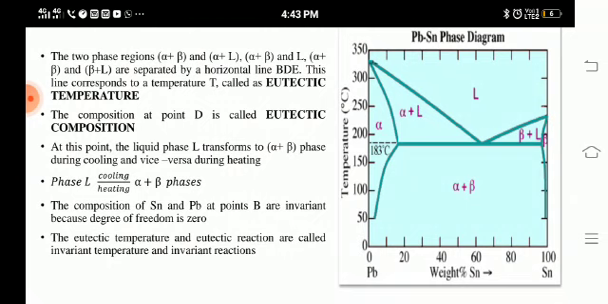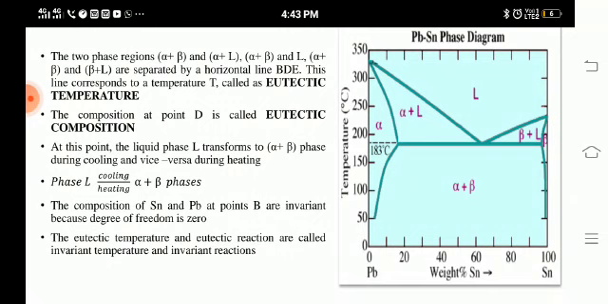At the eutectic composition, at this point, the liquid phase transforms to alpha plus beta phase during cooling and vice versa during heating. While cooling, liquid will become a solid phase. While heating, a solid phase will become a liquid phase. That is, liquid phase L will become alpha plus beta when it is cooling. Alpha plus beta will become liquid while heating.